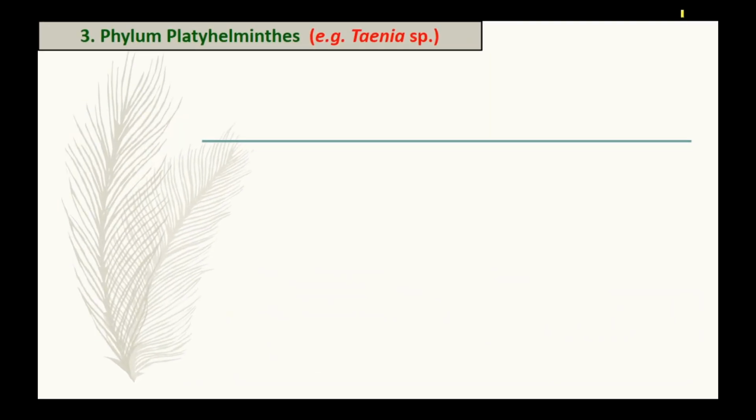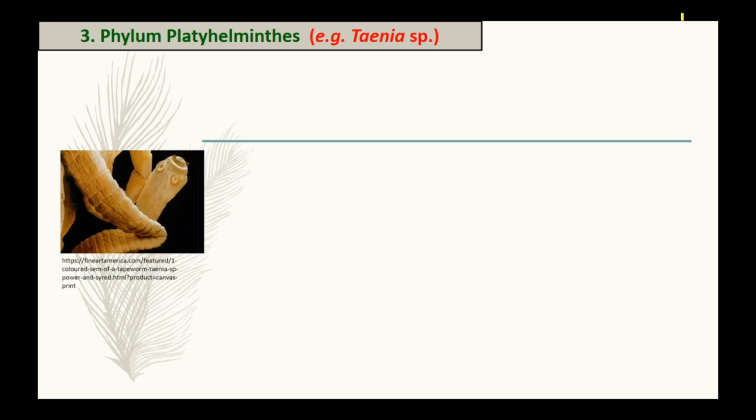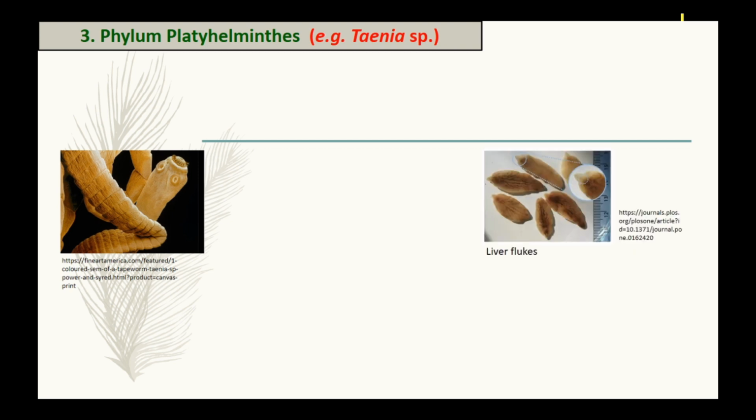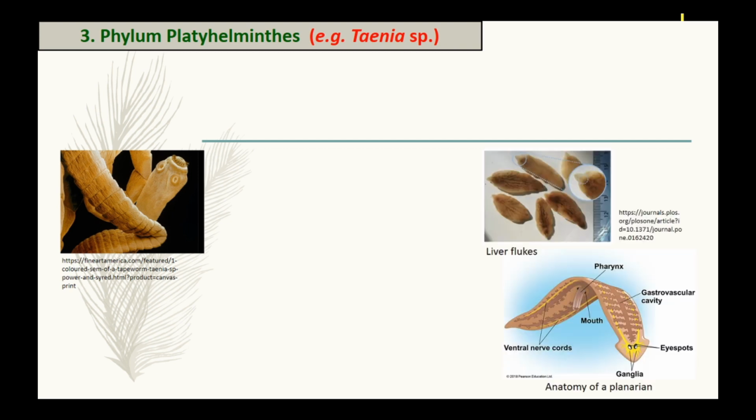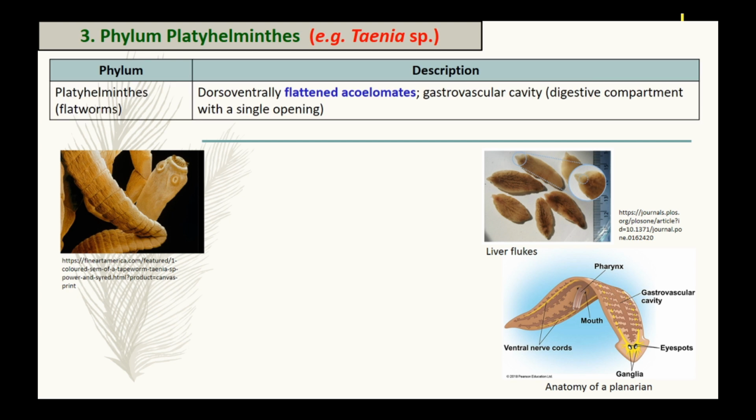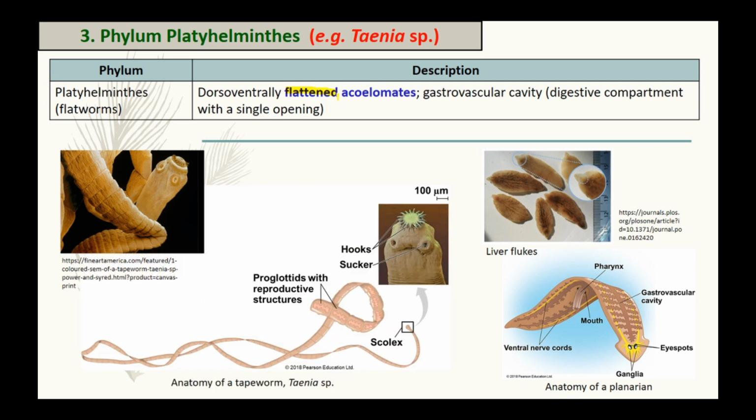The third phylum is Platyhelminthes. The main example is Taenia sp, that is the tapeworm. Other examples are liver fluke and planaria. Animals in this phylum have a flattened body on the dorsal and ventral region. Tapeworm and liver fluke are parasites. Tapeworm has hooks that attach to the host intestine and suckers that absorb nutrients from the host. This flatworm has a solid body cavity without coelom.